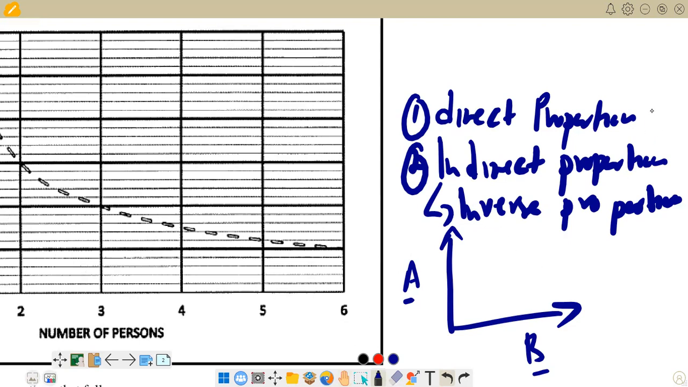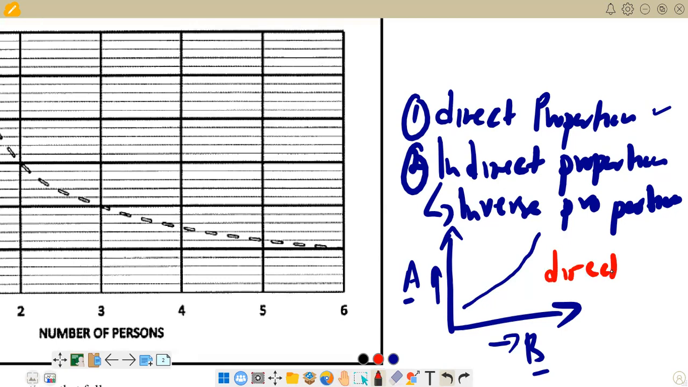When it's a direct proportion, we are going to have a positive relationship between these two variables. That is, if A is increasing, we also see B increasing. So we have a typical curve which is like this, and this one represents a direct proportion.